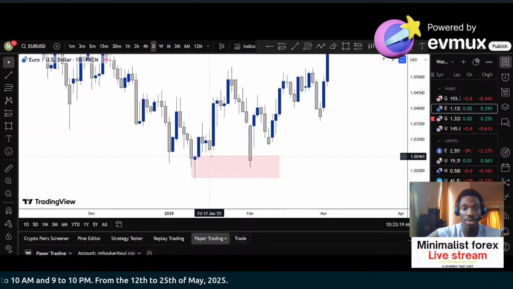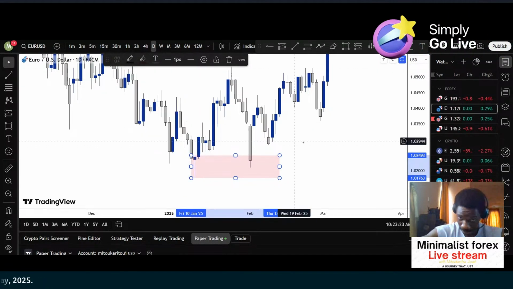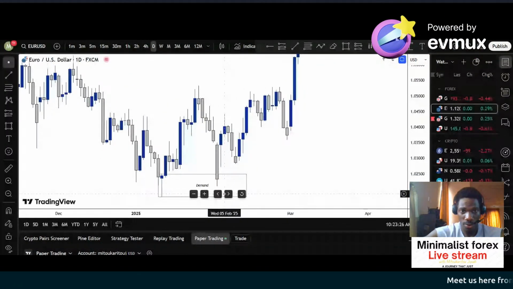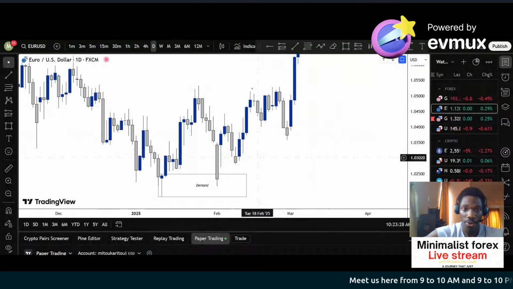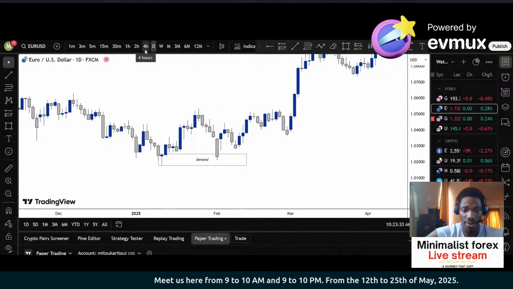Let me just change this to demand. Okay. Price pulled back into demand before going up. Sorry about that. Before going up again, right? So you always find demand zones in the market.